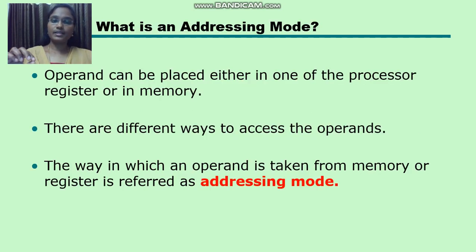So basically what is an addressing mode? As I said, the operand can be placed in any one of the processor registers or in the memory, and there are different ways to access the operands. The way in which the operand is taken from memory or register is referred to as the addressing mode. How we are going to access that operand from the memory or from the register, that we call the addressing mode.